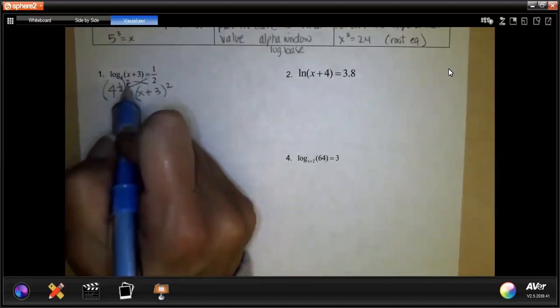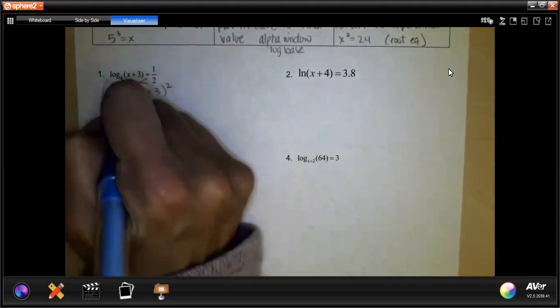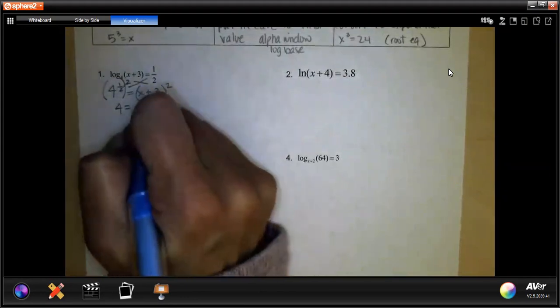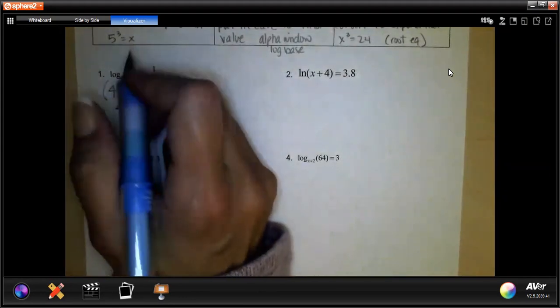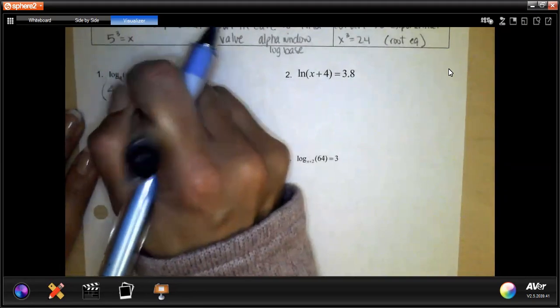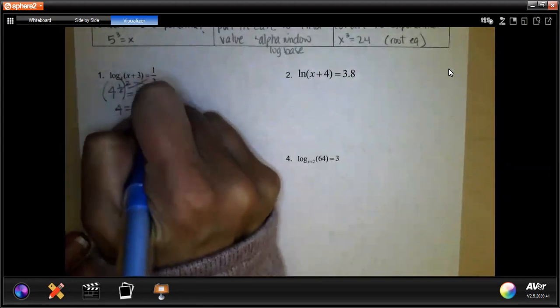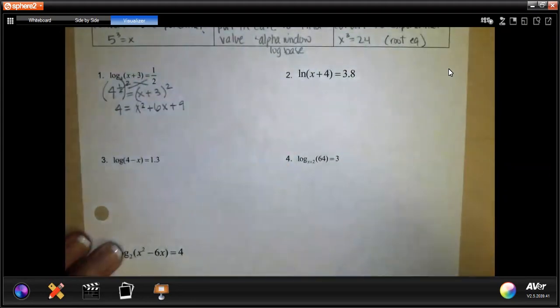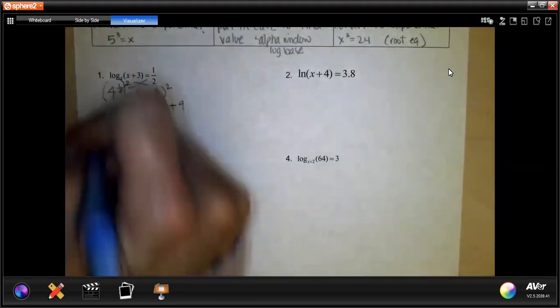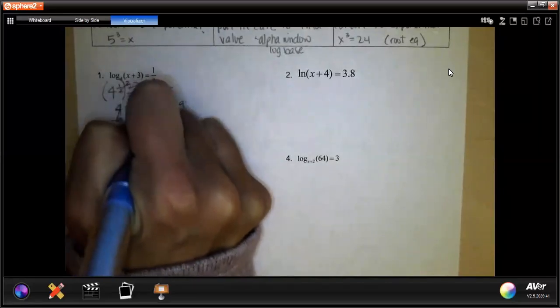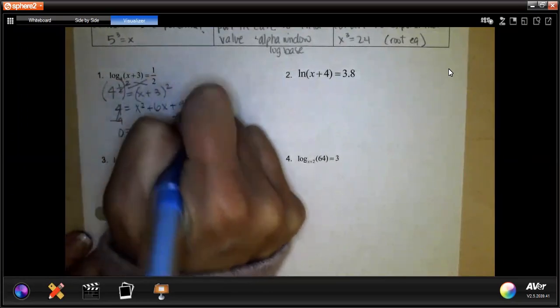When we have 1/2 to the second power, that cancels. So we end up with 4 is equal to, and I need to square x plus 3, which means I've got a FOIL. So x plus 3 times x plus 3 gives us x squared plus 6x plus 9. Now we've ended up with a quadratic. Anytime that we have a quadratic, we want to get it set equal to 0. So I'm going to subtract the 4, and we get 0 equals x squared plus 6x plus 5.